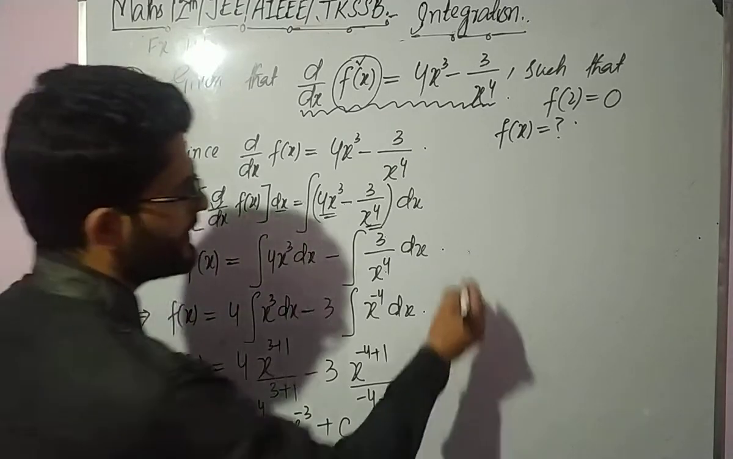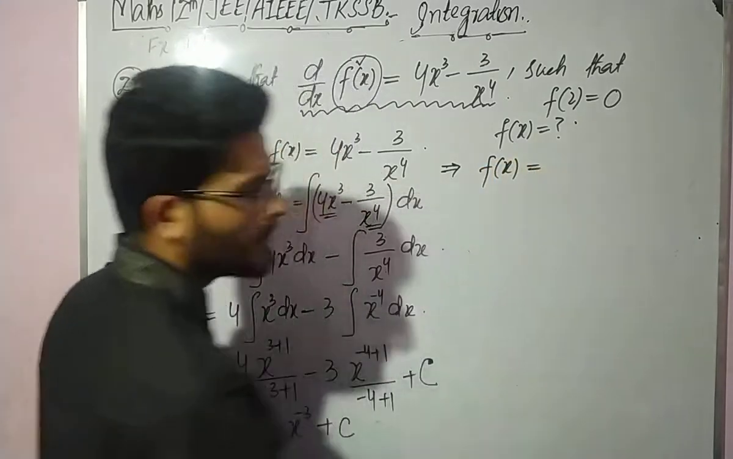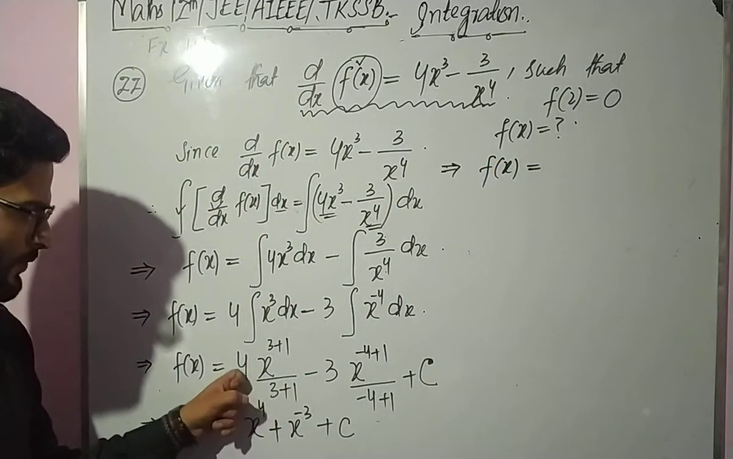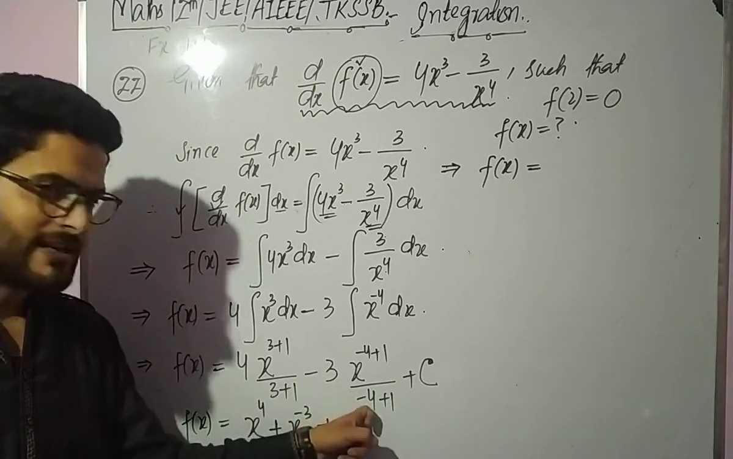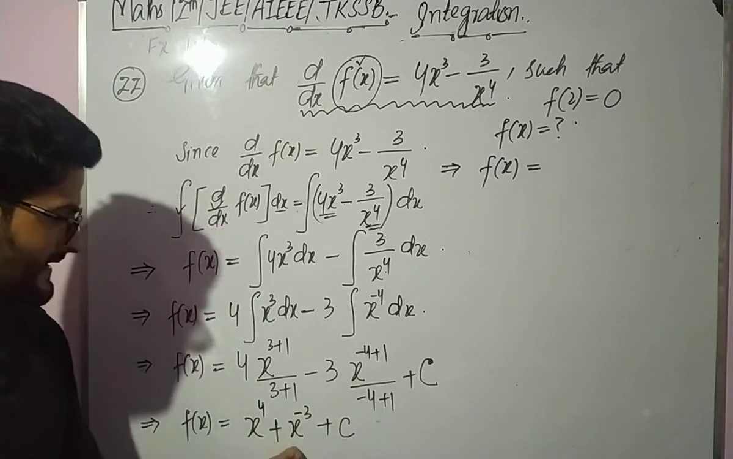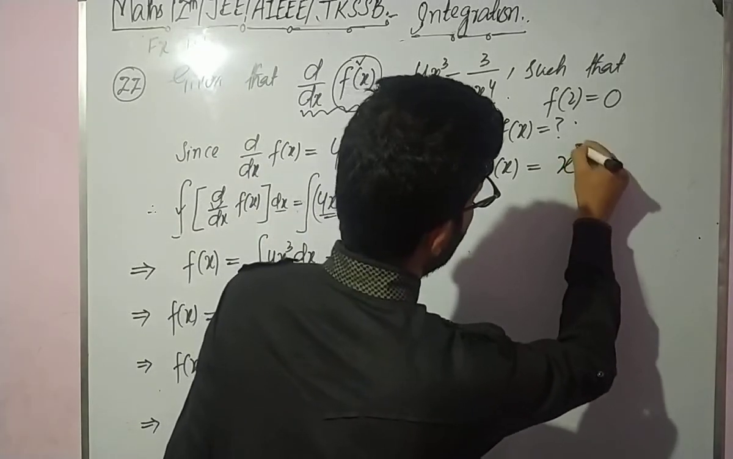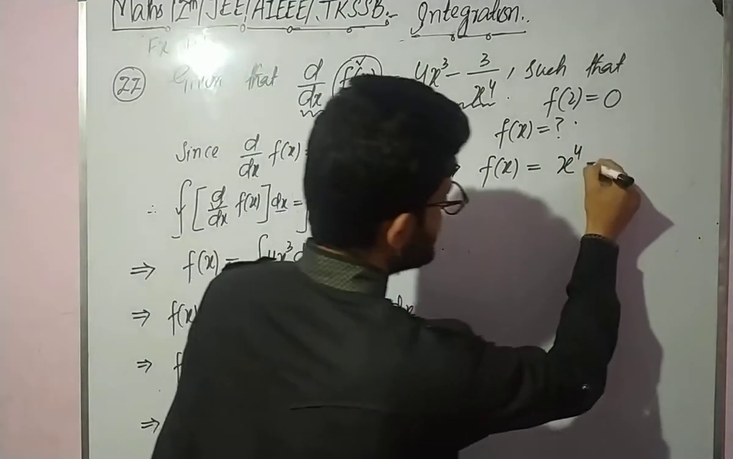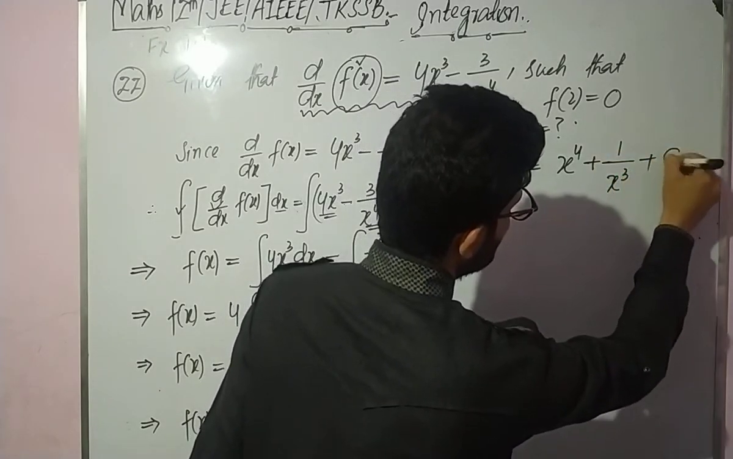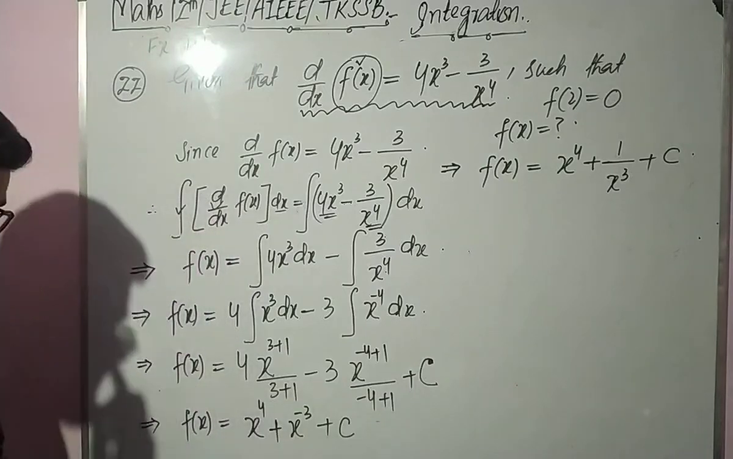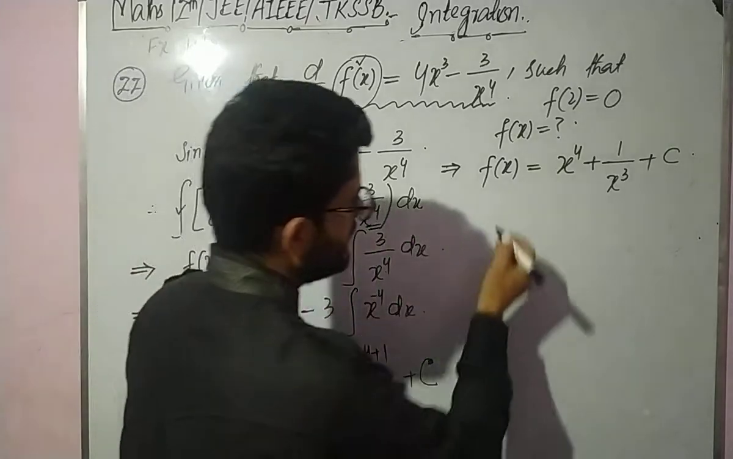F of x. Or this can be written as f of x equal to 3 plus 1, 4, 4 cancels. Minus 4 plus 1, minus 3. Minus 3, minus 3, minus and minus become plus. 3, 3 cancel. So plus 3 x raised to the power minus 1 by 3 plus c. So it will become x raised to the power 4 plus x raised to the power minus 3, which can be written as 1 divided by x raised to the power 3, plus c. Because the power in the numerator was minus 3, in the denominator this becomes plus 3. So that is actually the f of x.